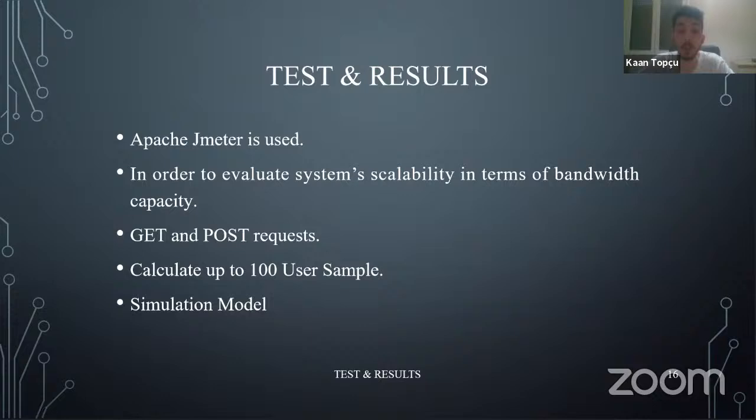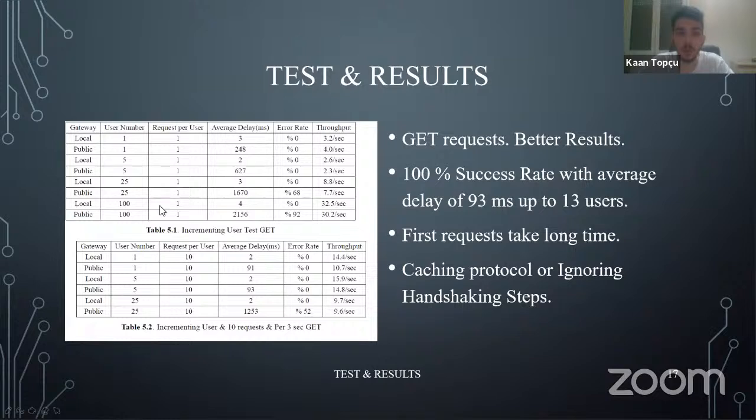For the testing part, I used Apache JMeter. Actually, it is a tool that allows testers to create a simulation model and create a virtual environment to test the code. And since IPFS's HTTP API uses GET and POST requests in redirecting, I used these two requests to test my environment. I created two different scenarios where the number of users is increasing, and in the first table, requests are only one, and in the second table, requests are more than one.